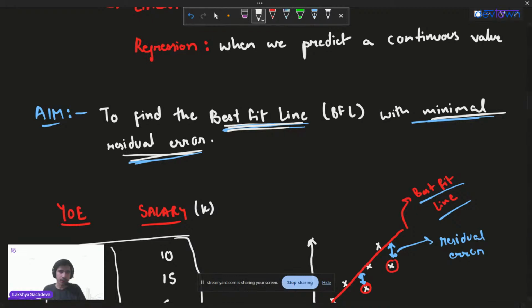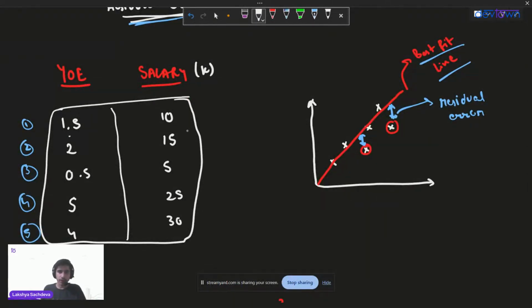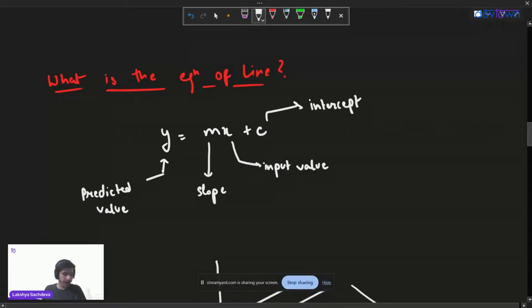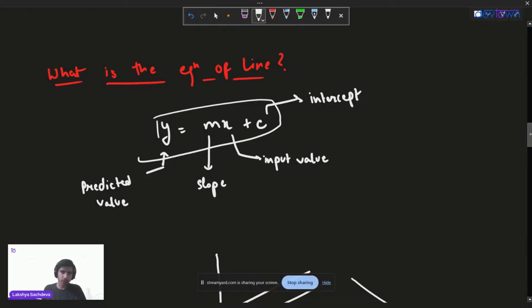What is the aim? The aim is to find the best fit line with minimal residual error. What is the residual error? This blue line over here is called the residual error. Then what is the equation of line? The equation of line is y equal to mx plus c. In this, m is the slope, x is the input value, c is the intercept, and y is the predicted value.